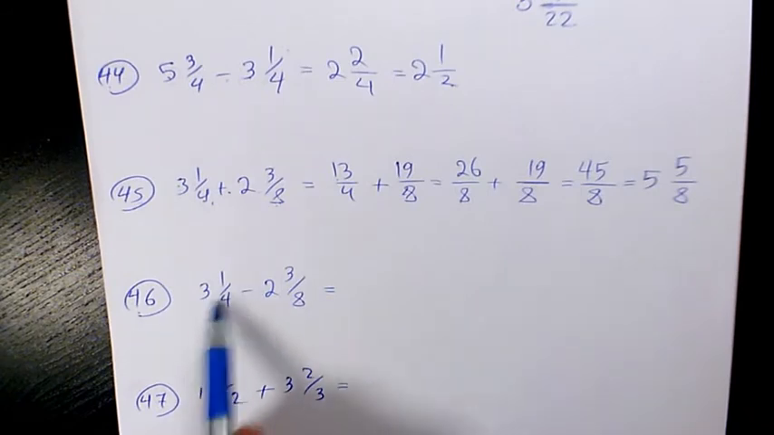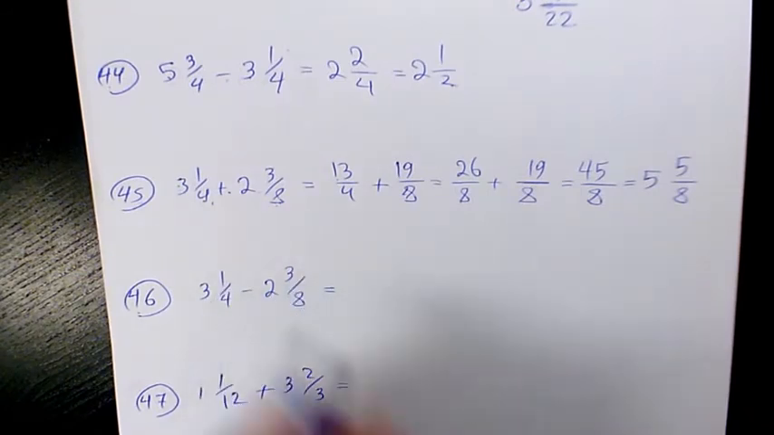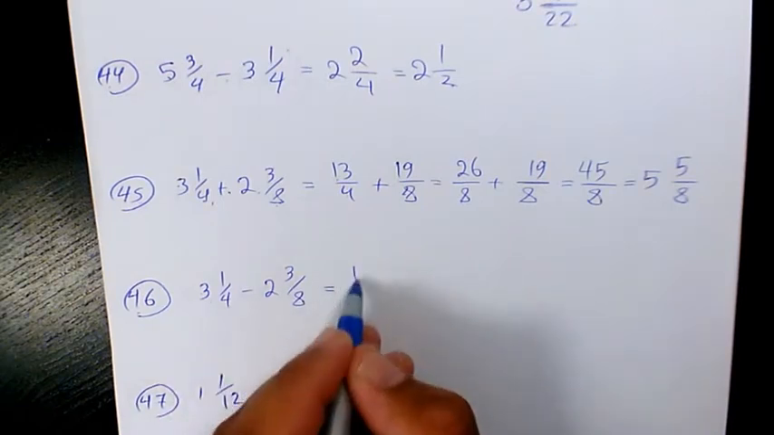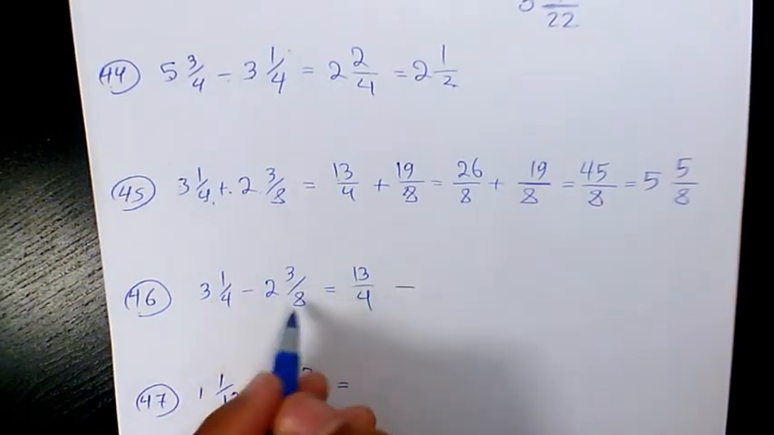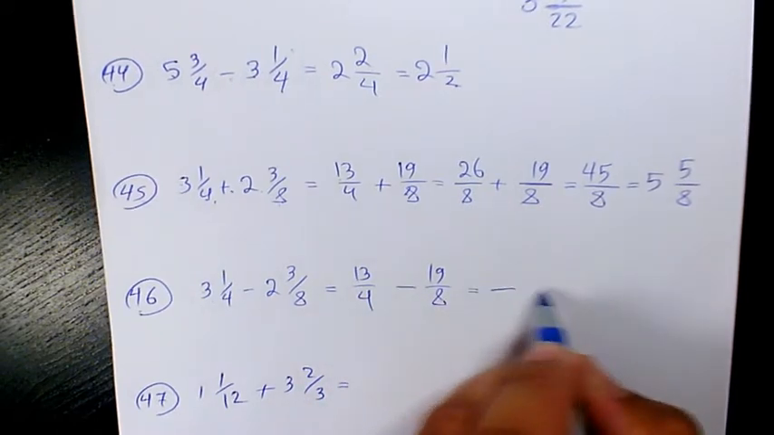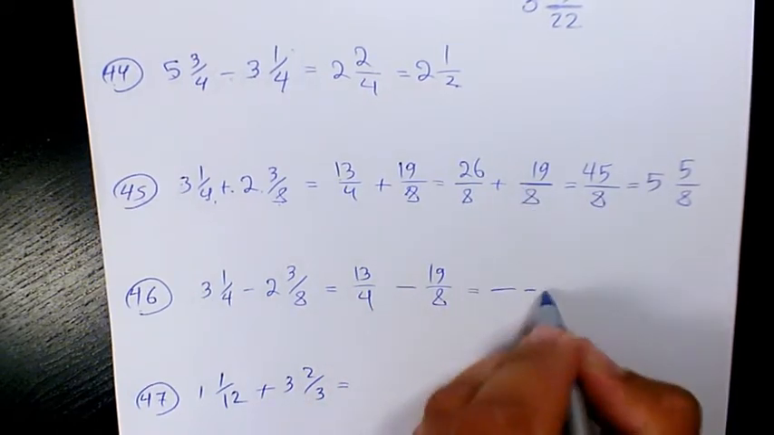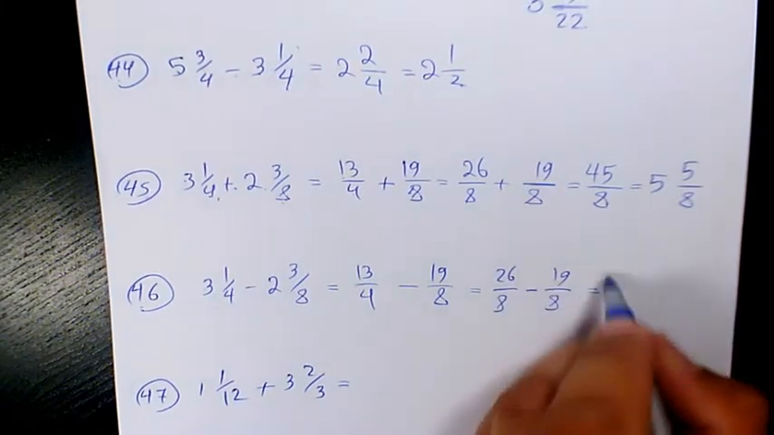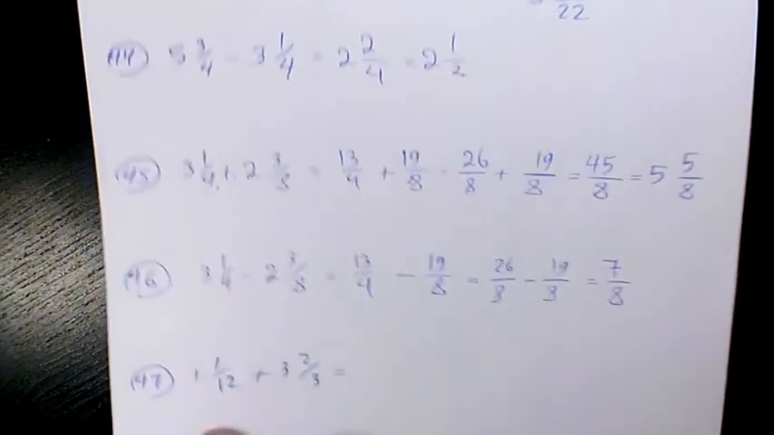Next one. 3, 1 over 4 minus 2, 3 over 8. What we can do? 3 times 4, 13 over 4 minus 19 over 8. Common denominator is very similar to the previous one, but it's subtraction. So I just write it like that. That's going to be 7 over 8. And we cannot reduce it.